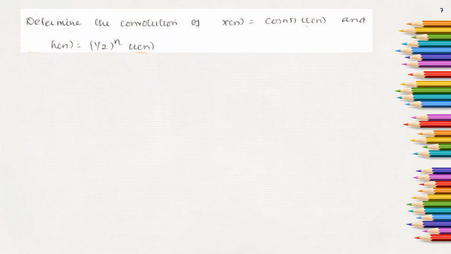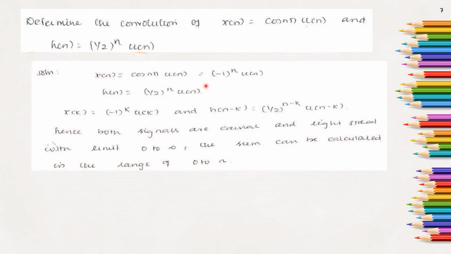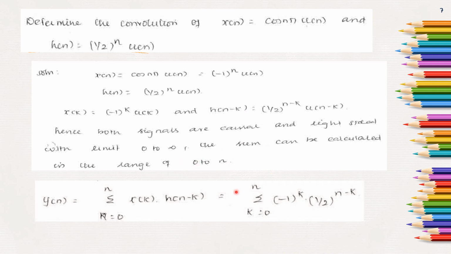Now this is how I have shown one problem. Now I shall even show you one more example. Determine the convolution of x of n as cos n pi into u of n and 1 by 2 the whole power n into u of n. Even this is an infinite sequence, right? Now cos n pi, you all know what is cos n pi, it is minus 1 the whole power n into u of n, and h of n is given as 1 by 2 the whole power n into u of n, right? Now both are causal sequences, right? And when I multiply, you will get the overlap range as 0 to n, as we have seen in the previous two problems.